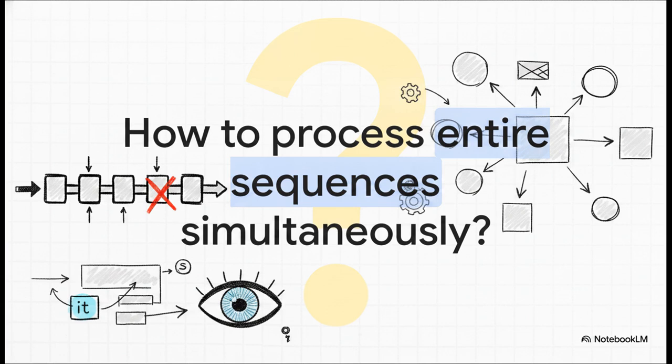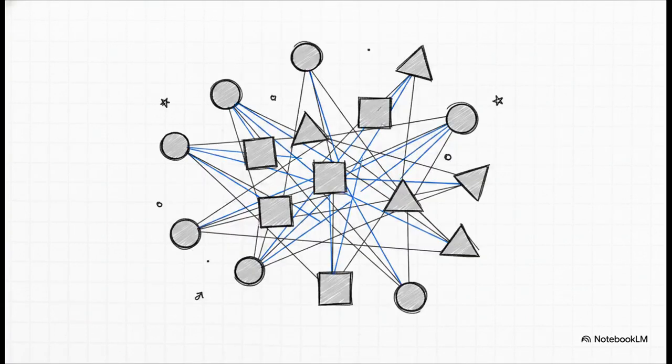How can a model figure out what the word "it" refers to in a really long paragraph if it has to process that paragraph strictly in order? And that perfectly sets the stage for the 2017 Transformer revolution. This completely replaced that sequential word-by-word processing with something called attention mechanisms.